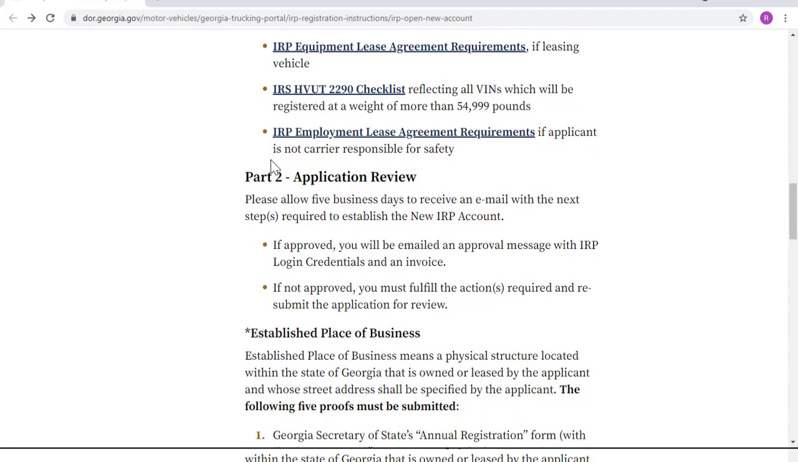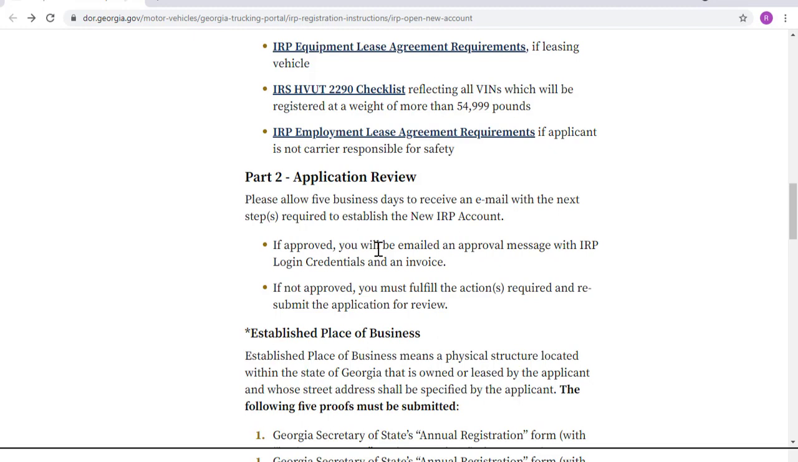So let's read part 2, application review. Please allow 5 business days to receive an email with the next steps required to establish your new IRP account. So if you are approved, then you will get an email. And the email is going to say what? Hey, congratulations, you're approved. Your IRP account is this number, XXXXX.